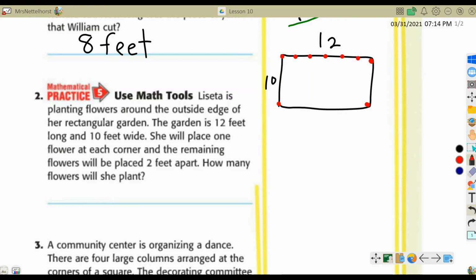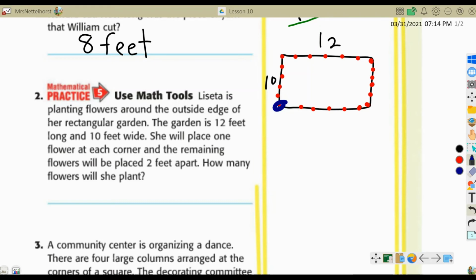Okay, then if this flower is 0, 2, 4, 6, 8, 10. If this flower is 0, we go 2, 4, 6, 8, 10. Oops, I was off that time. The one in the corner is 12. And then if this one is 0, 2, 4, 6, 8, 10. Now all we have to do is count the flowers. So we will start with, let me use blue. We'll start here at that one. Wow, that was thick and just obliterated it. Let me make it thinner.